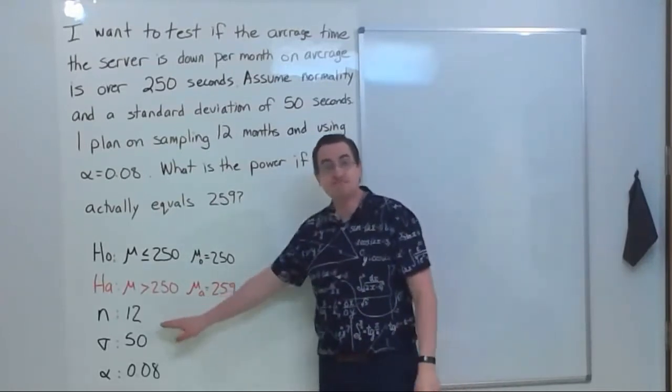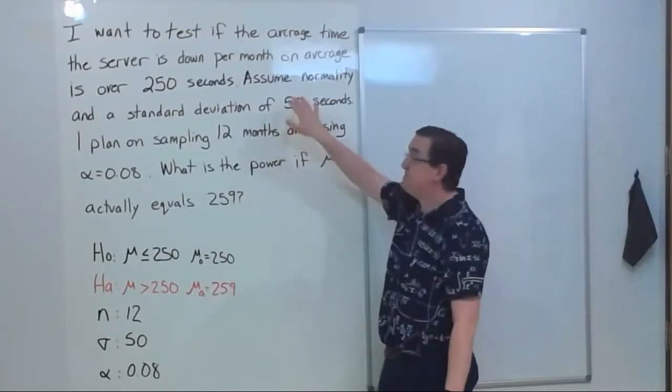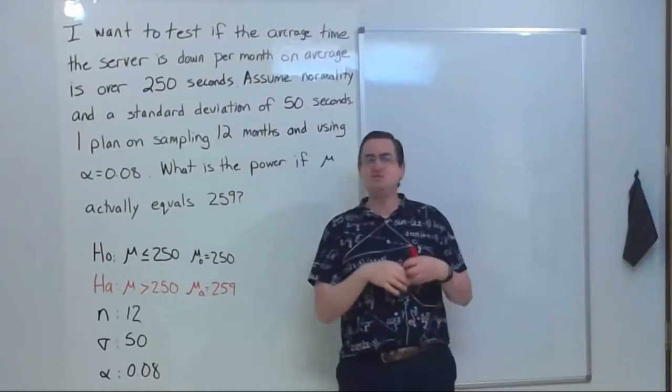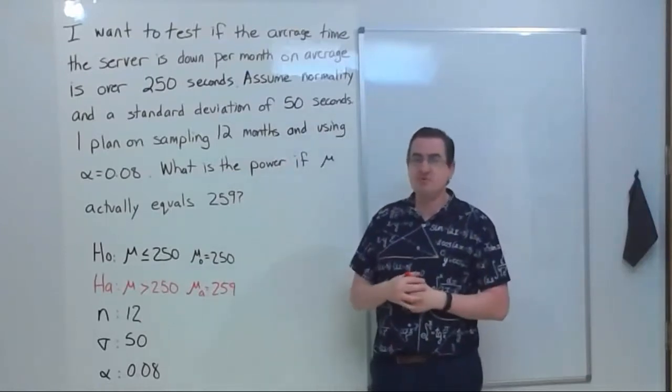We have our sample size of 12. That's a small sample size, but we did say assume normality, so that's okay. Sigma 50, and an alpha, let's do 0.08 just so that it's not the classic 0.05.